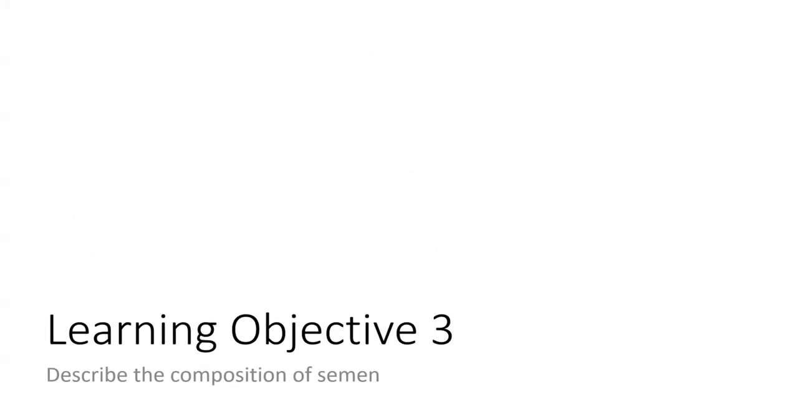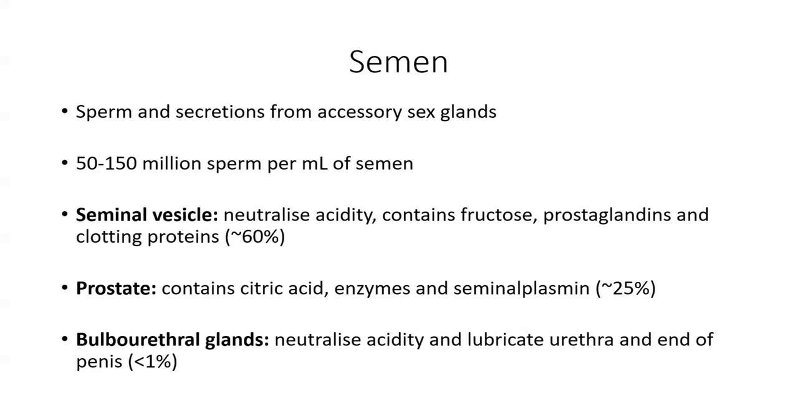And then the last learning objective for the anatomy of the male reproductive lecture is to describe the composition of semen. We have somewhat already talked about this. Semen is a mixture of sperm and seminal fluid. Seminal fluid is a liquid that consists of secretions of the seminiferous tubules, the seminal vesicles, the prostate, and the bulbourethral glands. The volume of semen in one typical ejaculation is between 2.5 and 5 milliliters. And within that, there's going to be between 50 and 150 million sperm per milliliter of semen.